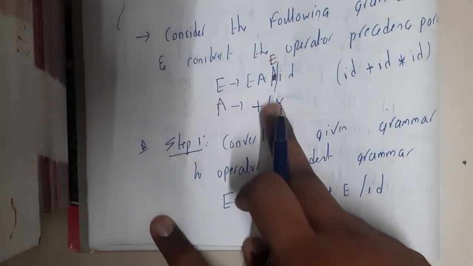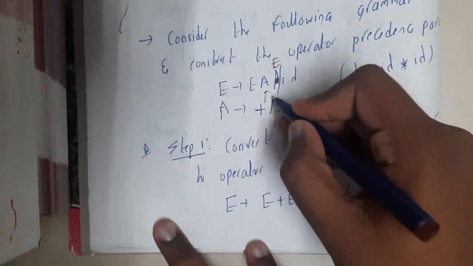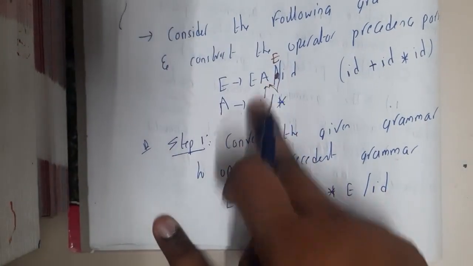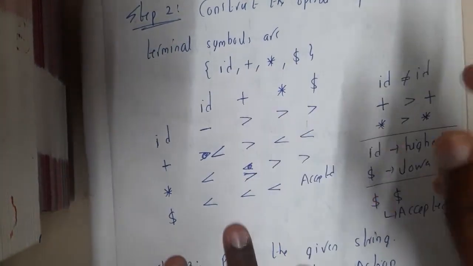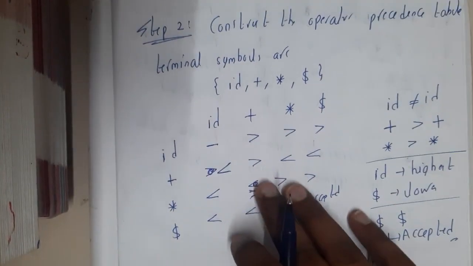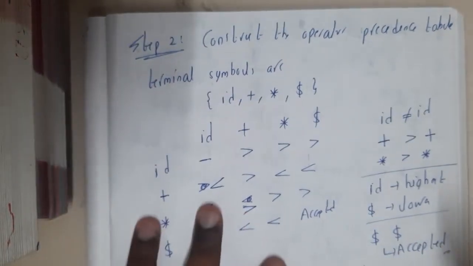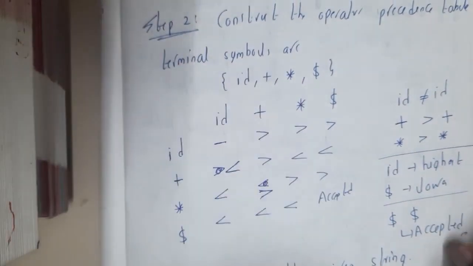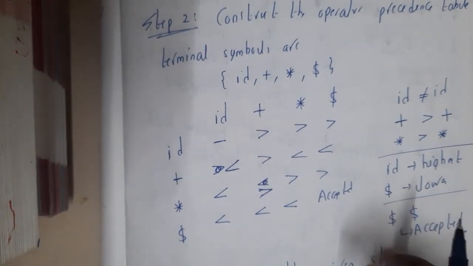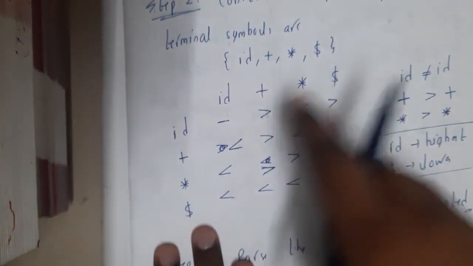Whenever you want to convert, substitute all the possible expressions. This plus can be pushed here, and the multiplication can be pushed here. So E implies E plus E or E into E or ID. Now we got the operator precedence grammar, and it passes our requirement. Step 2 is to construct the operator precedence table. The operator precedence table is a matrix representation with rows containing the terminals and columns also containing the terminals: ID, plus, into, dollar.